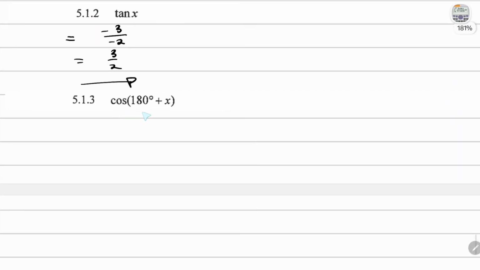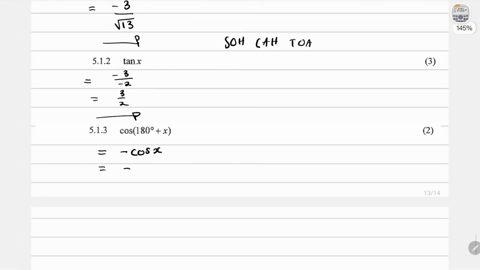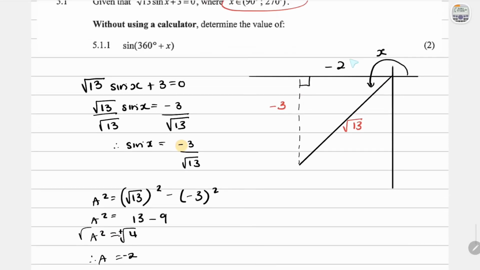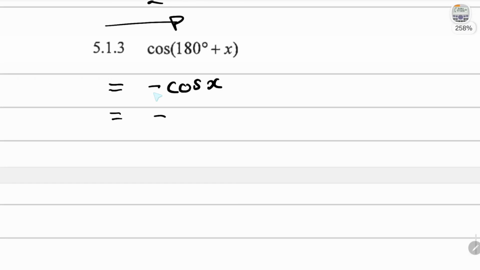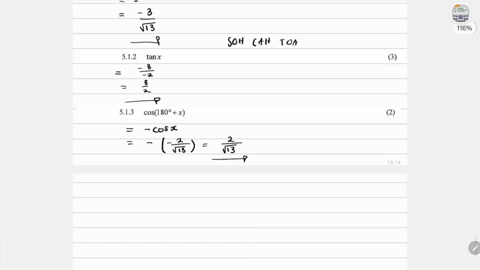The next question is cos of 180 degrees plus x. In your reduction, 180 degrees plus x appears in tan's quadrant. So it means that this would be reduced to negative cos x. And then you just have to find that. What is cos x? So cos is adjacent over hypotenuse. So we're taking the adjacent side over the hypotenuse. So negative 2 over the square root of 13. So remember, this negative is still there. And then negative 2 over the square root of 13 gives you positive 2 over the square root of 13. And there is our answer.